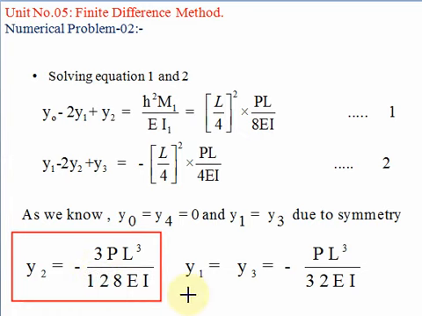Okay, so the answer at last we have to write down: the deflection under the point load P is minus 3 PL cube upon 128 EI. So here what does the minus sign indicate? Minus sign indicates that the deflection is in downward direction.